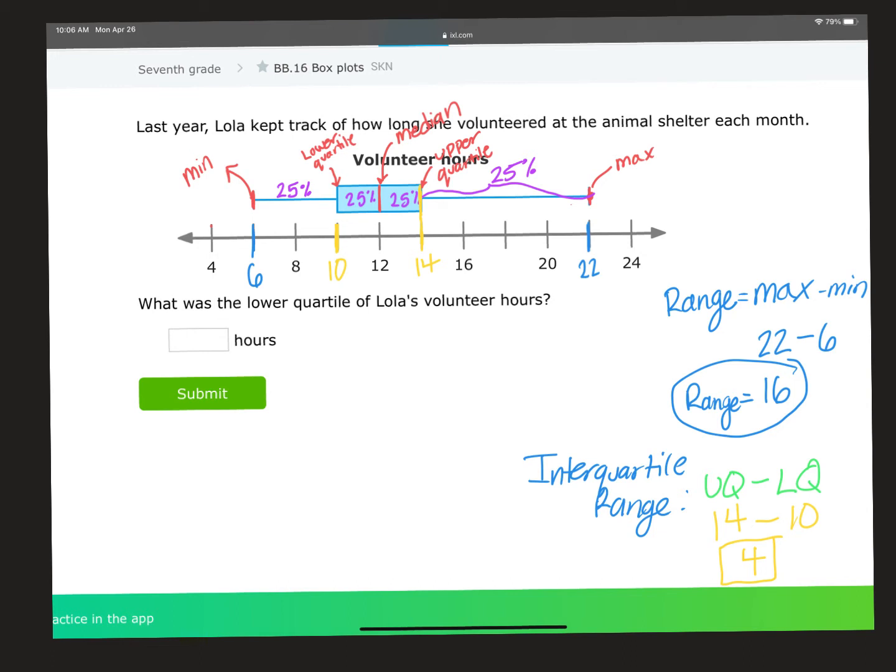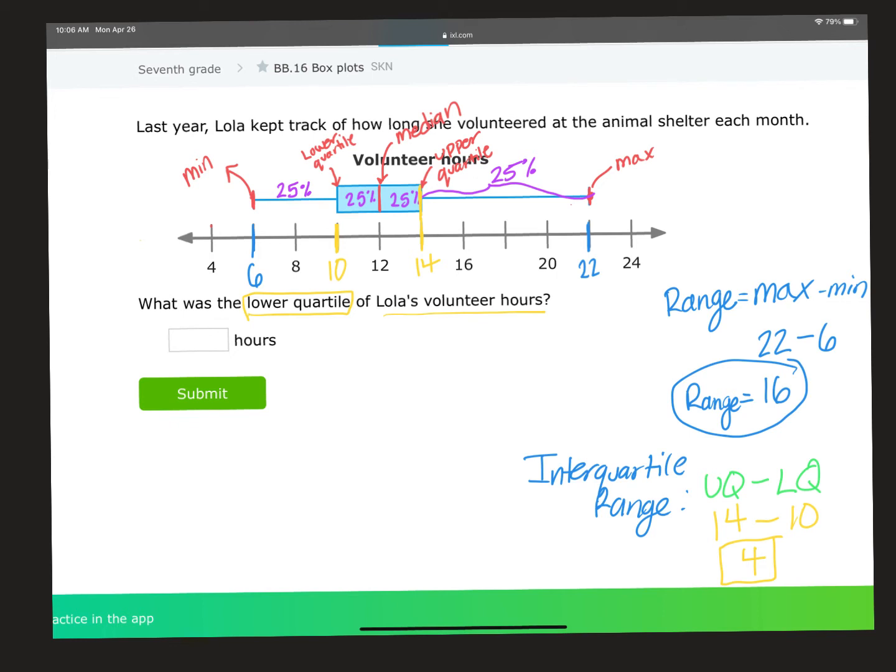So the nice thing about these questions is you don't have to answer all, like, what's the min, what's the max, what's the lower quartile, what's the median, what's the upper quartile, what percentage, or what's the interquartile range, what's the range. They're just asking you one question. What is the lower quartile of Lola's volunteer hours? Because it tells you that this data represents Lola's time that she volunteers at the animal shelter per month. So it's like her statistics of all the hours that she spends volunteering at the animal shelter. So what's the lower quartile?